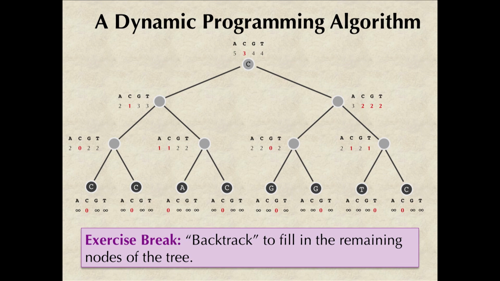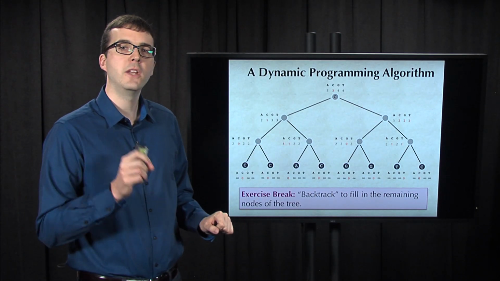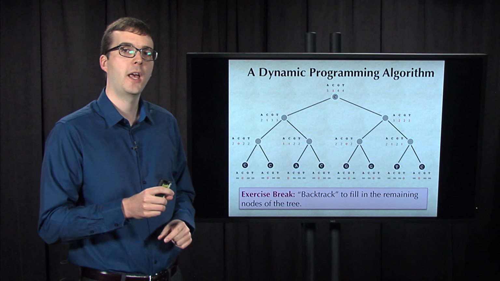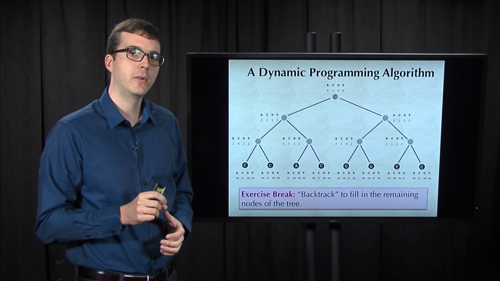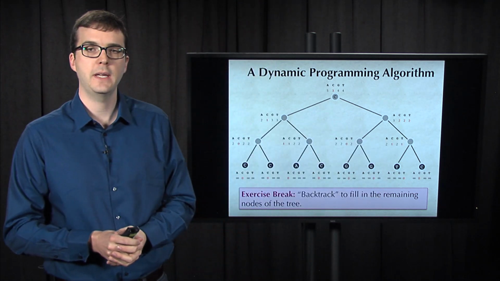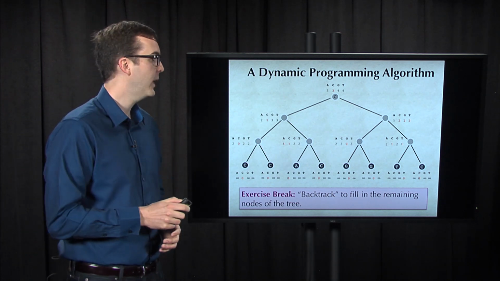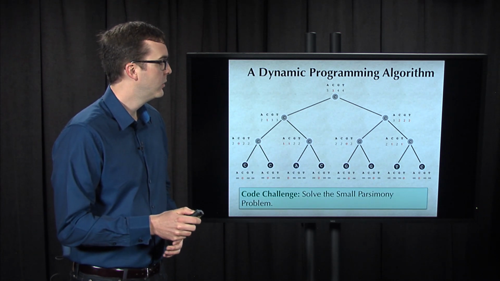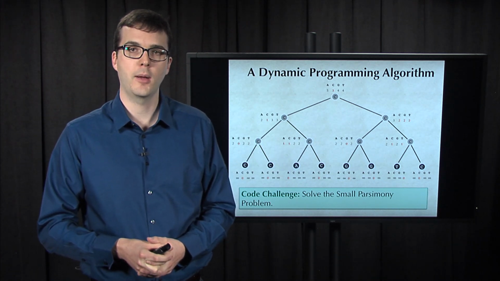I want you to note when you do this that the red elements correspond to minima, but they don't necessarily correspond to an optimal assignment of ancestral symbols. So for example, we're going to get into trouble if we assign a T to this rightmost node in the tree. So I want you to make sure that your backtracking approach is able to reconstruct the tree shown on this slide before you try to implement a solution to the small parsimony problem.